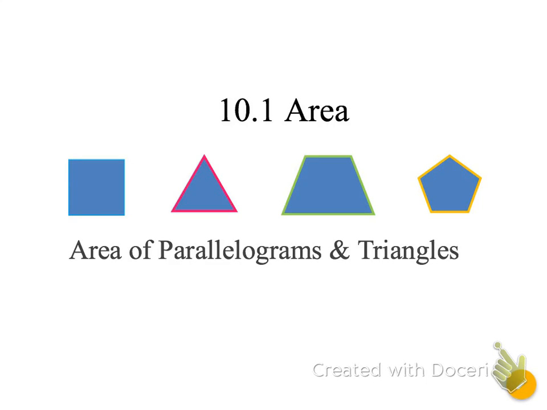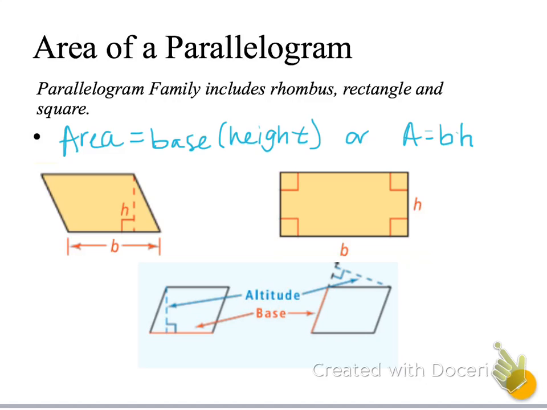So this video is going to be area of parallelograms and triangles. Okay, so an area of a parallelogram, so it includes rhombuses, rectangles, and squares. So something that has four sides. So for our equation for this is going to be area equals base times height, or A equals B times H, where B stands for base, H stands for height.